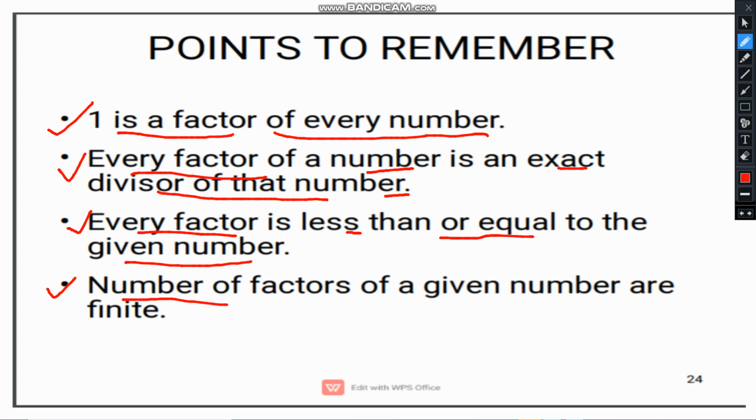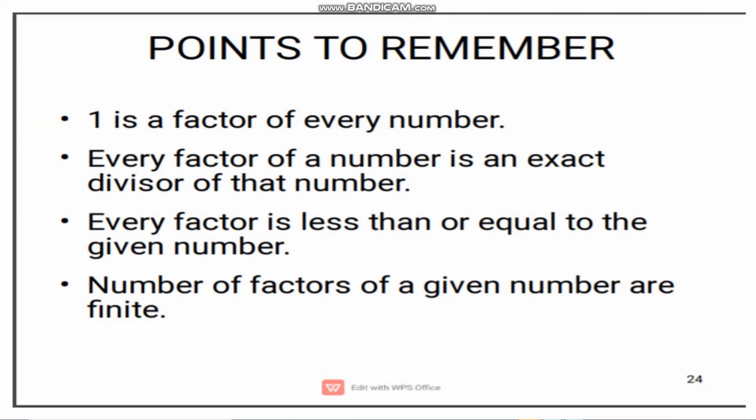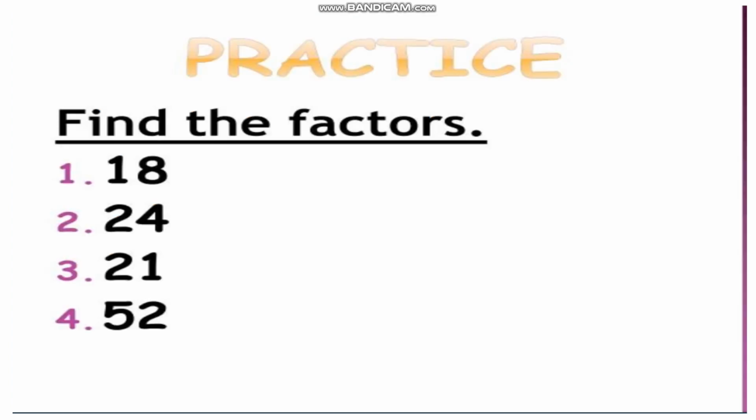And last point is number of factors of a given number are finite. That means number of factors किसी भी नंबर के can be finite. मतलब you have a definite amount of numbers. You can count those factors. So number of factors of a given number are finite. You know what is finite? Finite is something which we can count. So we can count. There is a limit to the factors. It's not that factors are unlimited. Okay. So factors are limited in number and they are finite. We can count them. We can find them.